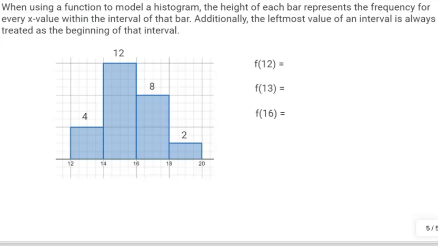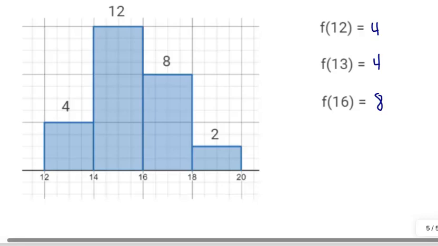If my frequency distribution is given as a histogram, I need to remember that each bar represents a range of values, and the number on the left side of the bar represents the beginning of that bar. So using this histogram as an example, the first bar represents the values between 12 and 14, starting with 12. So f of 12 and f of 14 are both 4. However, f of 16 would be 8 because the 16 represents the start of this bar right here.